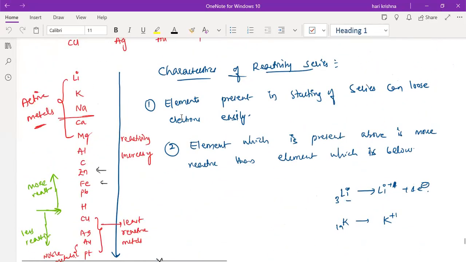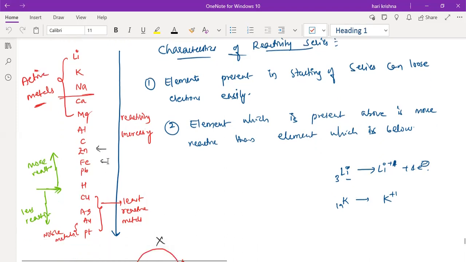Yes, sir, got it. Whichever element is present above in the given series is more reactive, and whichever element is present below in the given series is least reactive, right? Yes, sir. Fine. So we continue the topic from here.